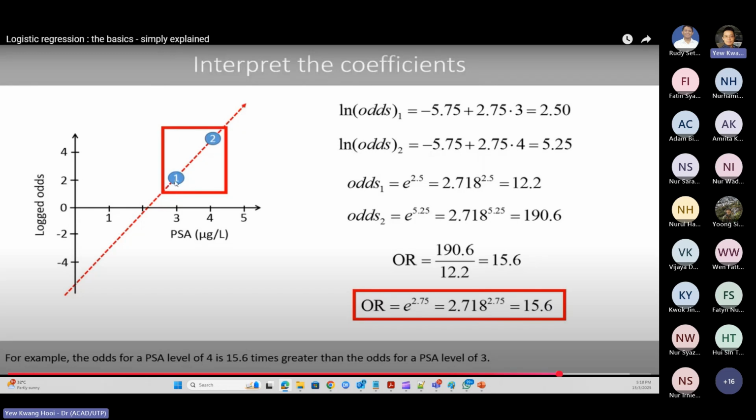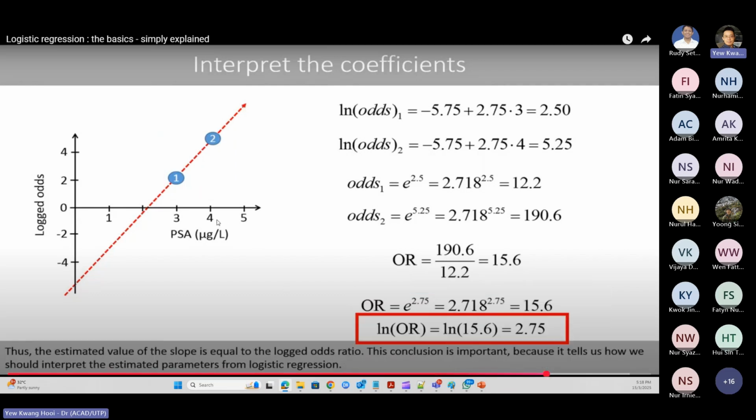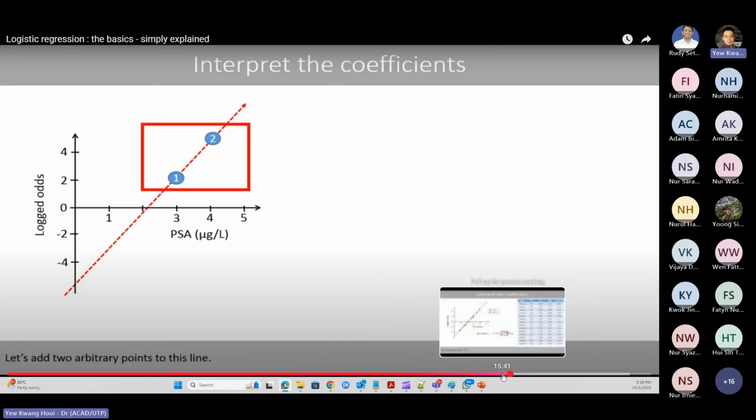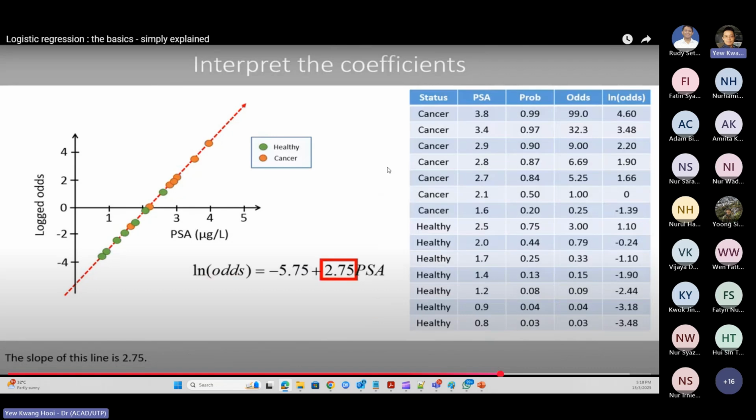0.1 here? So you just use back the formula just now, because this one is a linear regression already, isn't it? From logistic, when we use log odds, we are converting the logistic graph into a linear graph. So just now, you can easily derive a linear graph from this, because you can simply plot the linear graph using the PSA and the log odds.